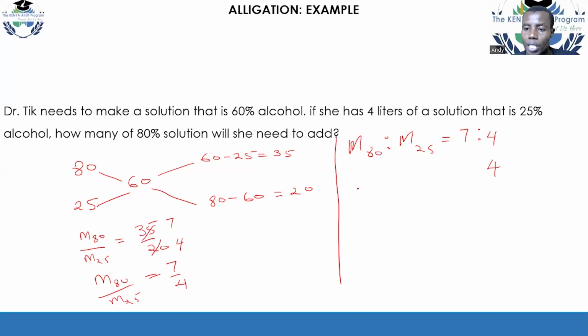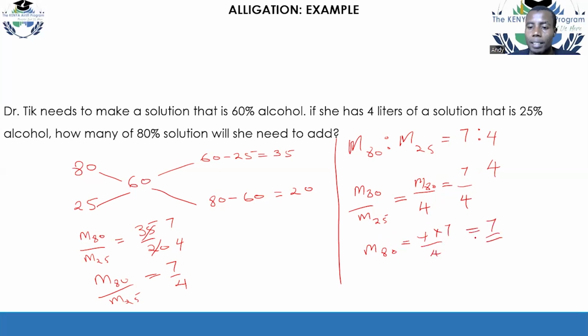So we have, basically setting this up, we have M80 over M25, and we know that the 25 is 4. And we want to calculate for M80. And this one gives us 7 over 4. So basically, you can see from this that we'll have 7 of M80, or you can just multiply it to get M80 as 7 liters, and you are done. So that is our final example.